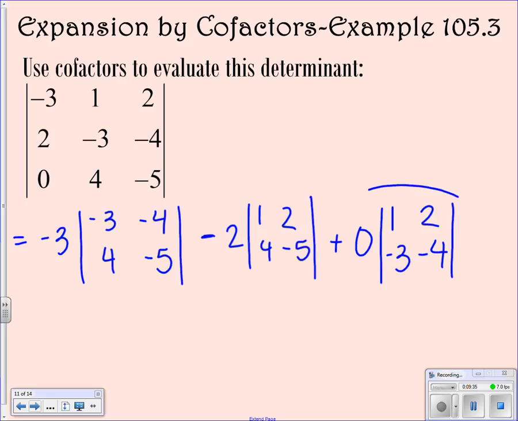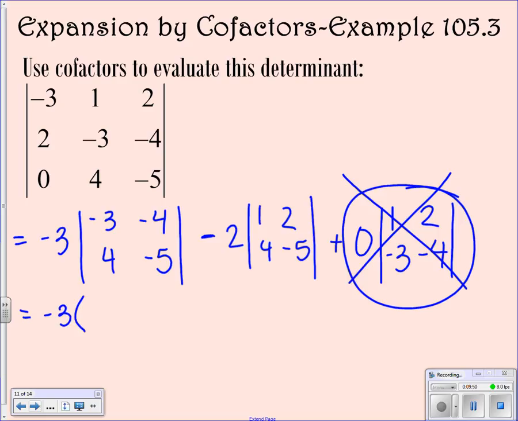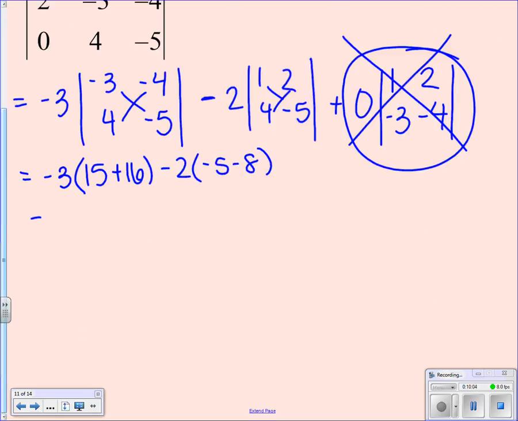Now, if you notice, this whole term is going to actually go to 0. So we don't even have to multiply or do anything with that determinant. We can just ignore it, because it actually goes to 0 because it gets multiplied by 0. So we have -3, and then 15 minus a -16, and then -2, -5 minus an 8 here. So I have negative 3 times 31, and then negative 2 times negative 13.